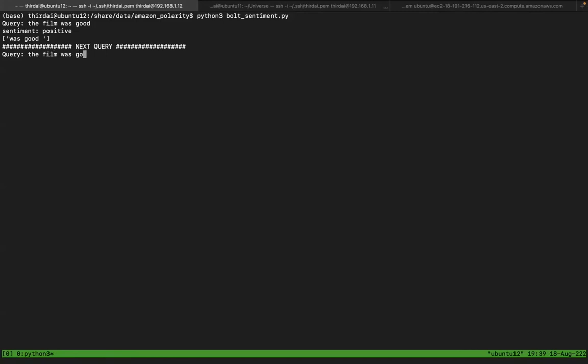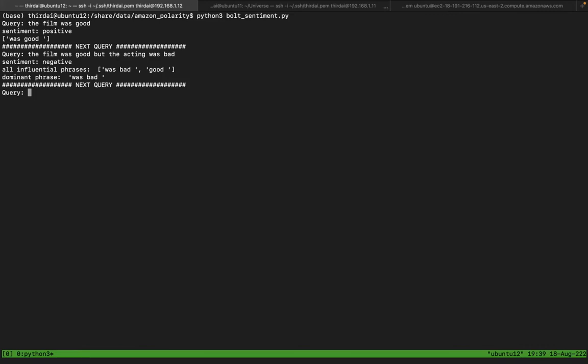The film was good, but the acting was bad. It suddenly flips the sentiment to negative, and it says there are two influential phrases, was bad and good. Both of them contribute to conflicting sentiments, but the dominant phrase was bad. See, that's how our root cause analysis module works in so much detail.